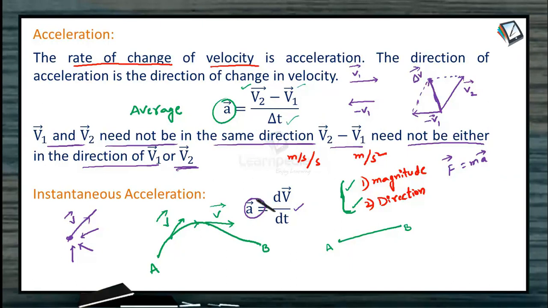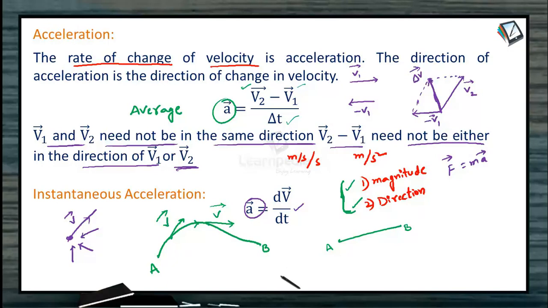So just by knowing the acceleration, we cannot decide the direction of velocity unless we are told about the initial velocity of the particle, because from the acceleration we can predict only the change in velocity.